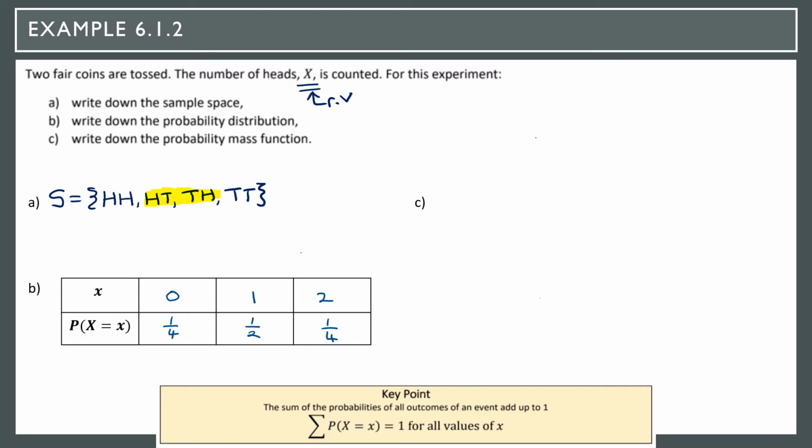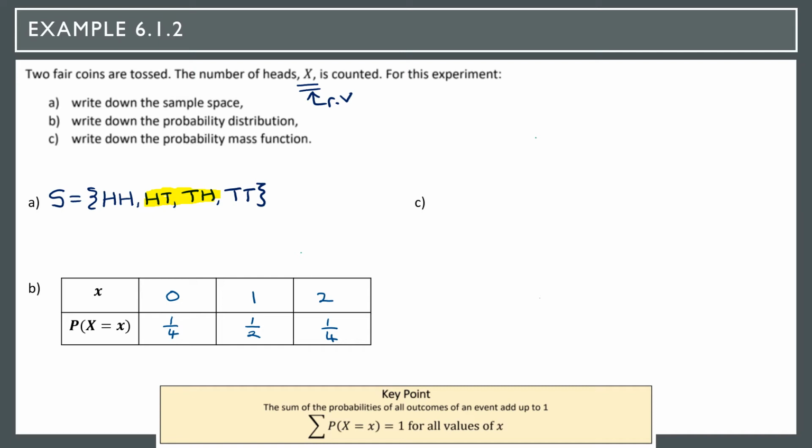Part B then asks us to find the probability distribution. So remember, this is a summary of probabilities for each outcome in the sample space, so we can use part A to help us. In terms of the possible values for our random variable, we could either have 0, 1 or 2 heads because we're looking at throwing a coin 2 times.